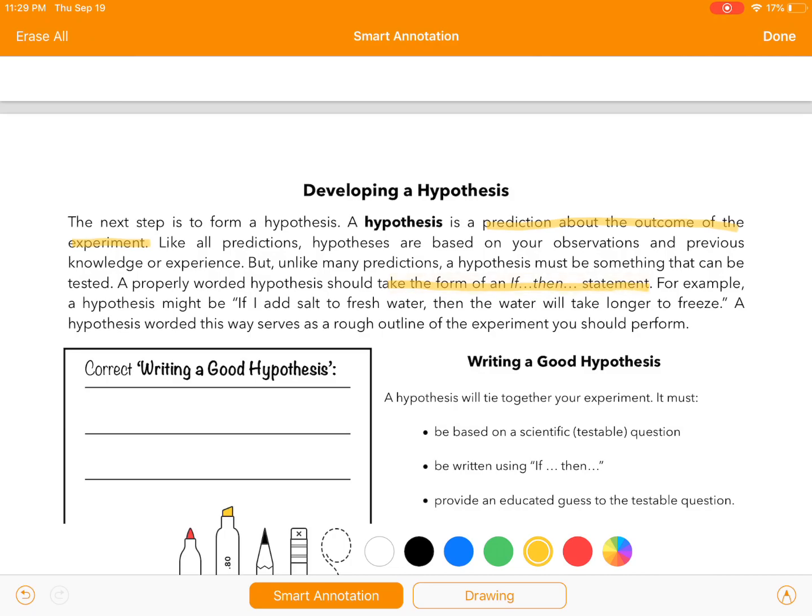This example hypothesis, if I add salt to fresh water, then the water will take longer to freeze, gives us a rough outline of the experiment that they're going to do. So make sure you're keeping that in mind when you're writing a hypothesis, that your hypothesis gives people that quick snapshot of what it is that you're going to be doing.